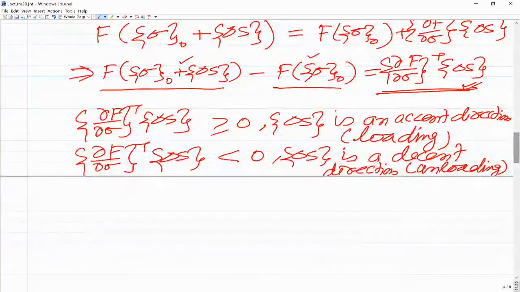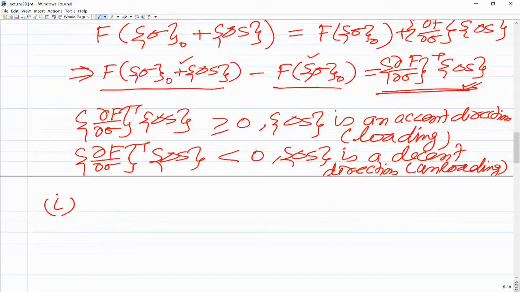So now how do we do that? We'll have to take care of both the situations. If the previous point was elastoplastic, and del f by del sigma transpose into delta s is greater than or equal to 0, then that step is elastoplastic. We calculate delta sigma and then update the stress.